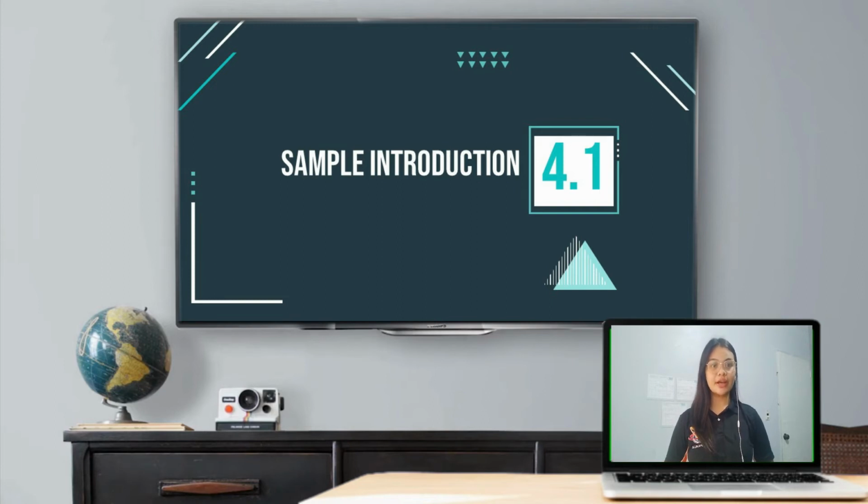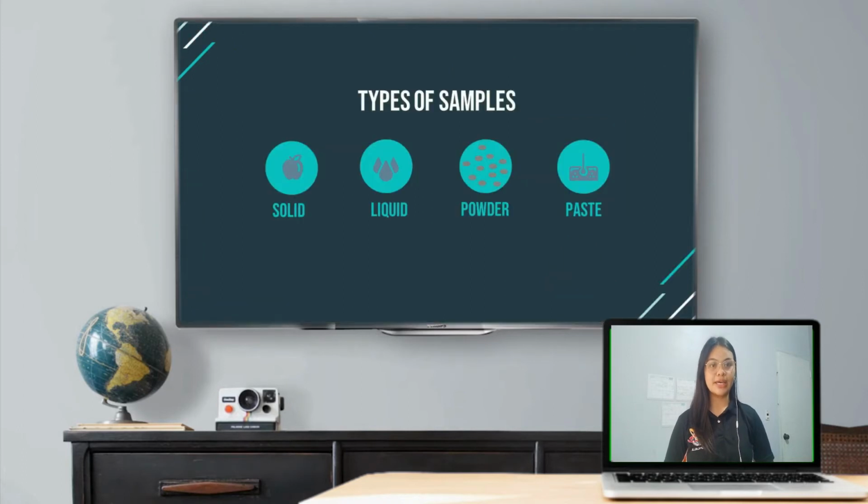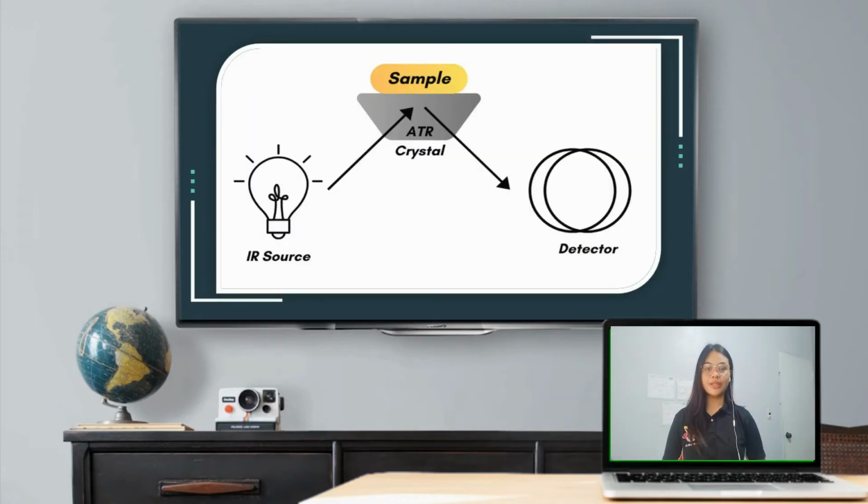An FTIR spectrometer can investigate various types of samples. It's one of its advantages compared to other infrared spectrometers. It can investigate solids, liquids, and even samples that are in powder or paste form. Shown here is a schematic diagram of the sample introduction. To introduce a sample, we need an infrared source, an ATR crystal, and a detector.